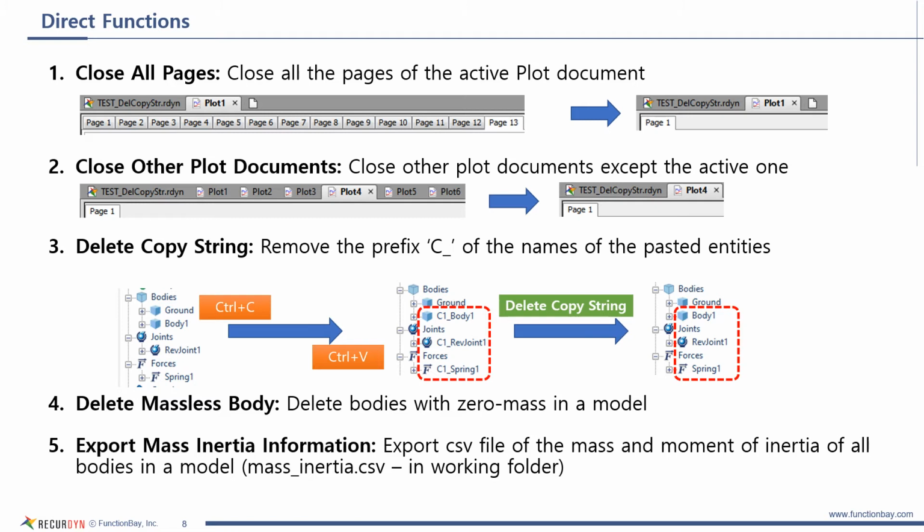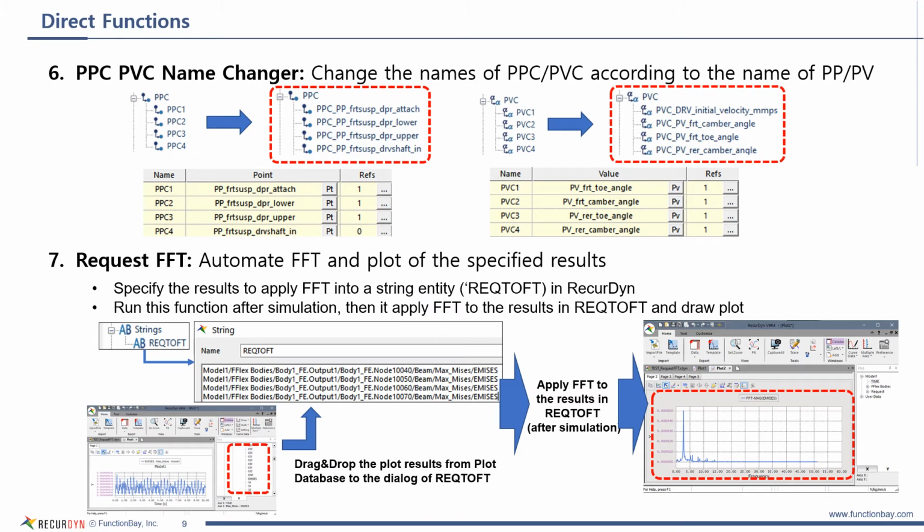The fifth feature is Export Mass Inertia Information. The mass and inertia information of all bodies included in the model is output as a CSV file. In this case, the output path is the folder where the RUIM file of the current model is located, and the file name is mass_inertia.csv.